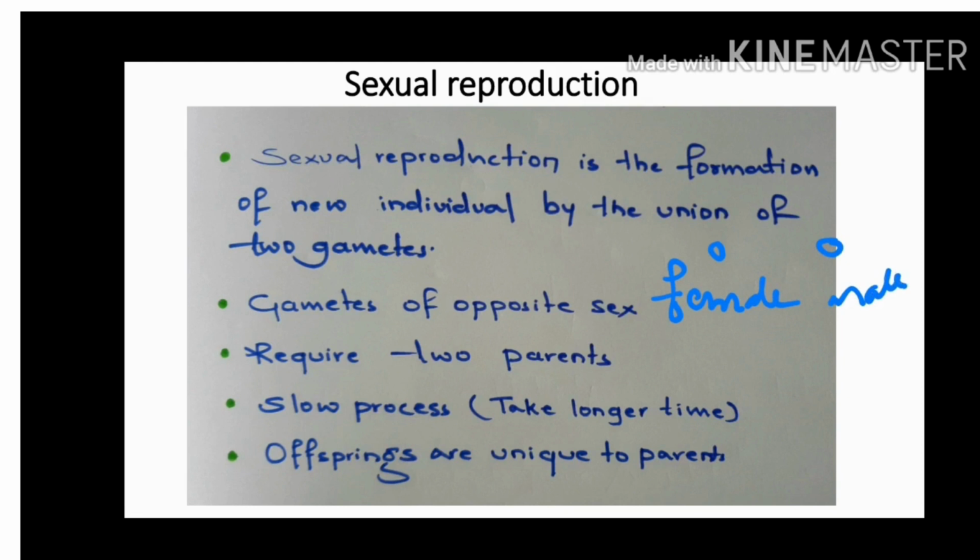So the second point is telling that we require gametes of opposite sex. In the third point, it requires two parents. Yes, definitely it requires two parents. As in asexual reproduction, there is no requirement of two parents. Only one parent gives rise to its young one. But in sexual reproduction, as we know that there is a requirement of two gametes, there should be a necessity of two parents.